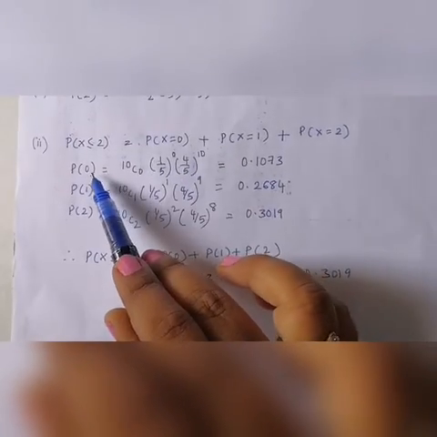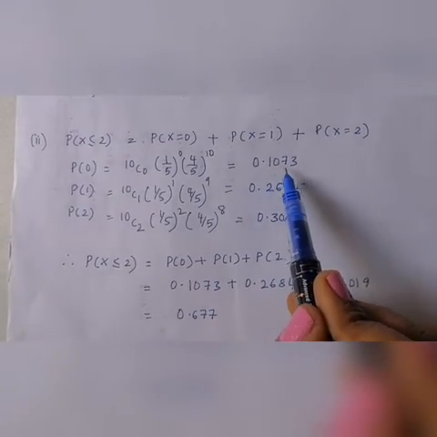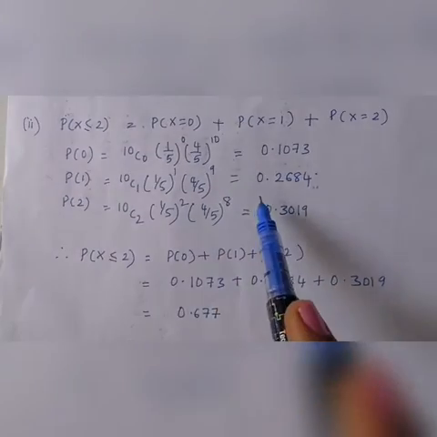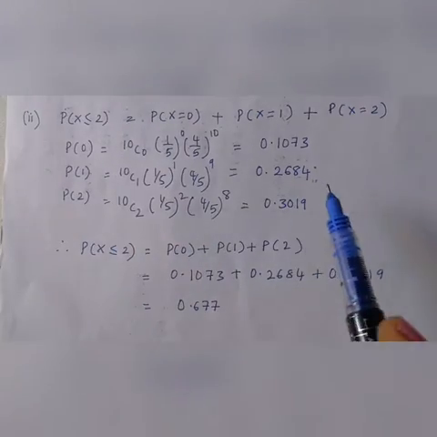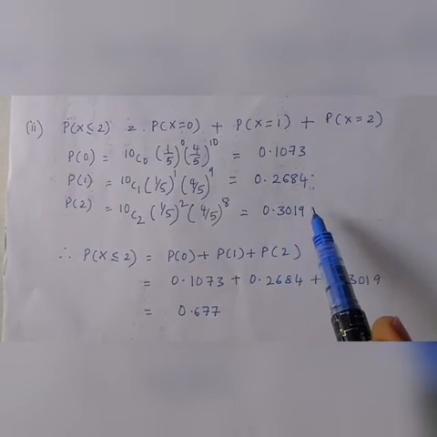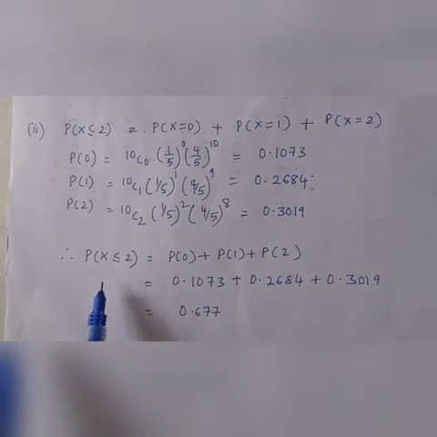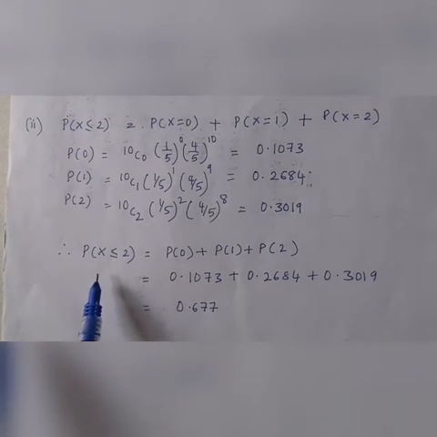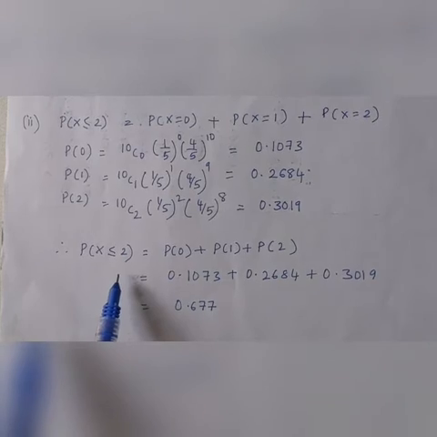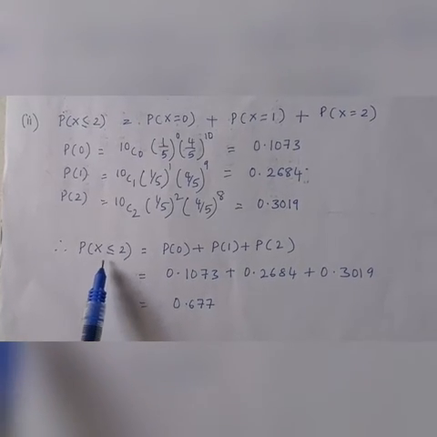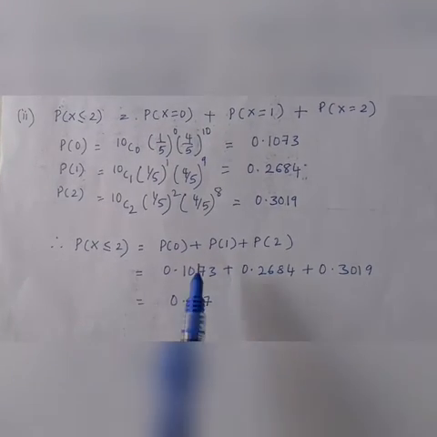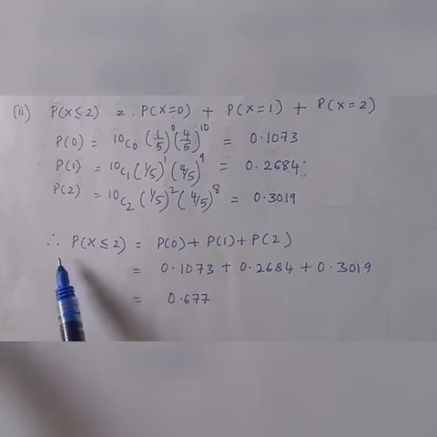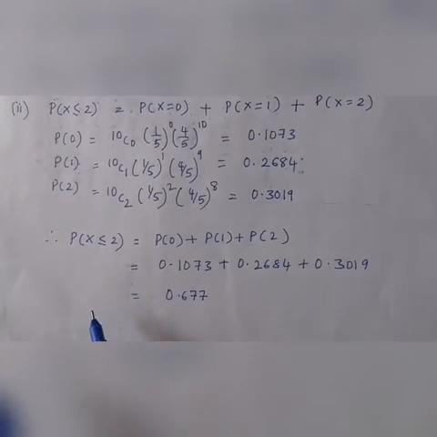For p of 0 I got 1.1073, for p of 1 I got 0.2684, and for p of 2 the value is 0.3019. So I want the probability that not more than 2 workers suffer from the disease. So p of x less than or equal to 2. So I have to add all the values which are less than or equal to 2.